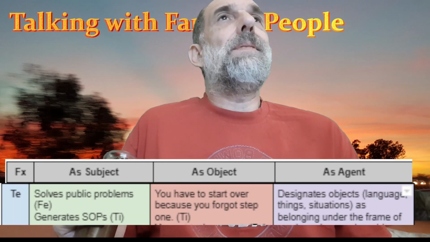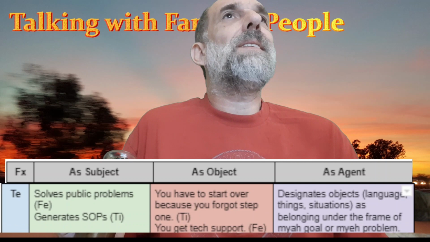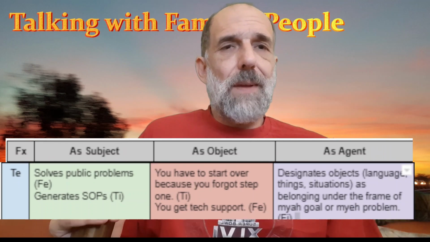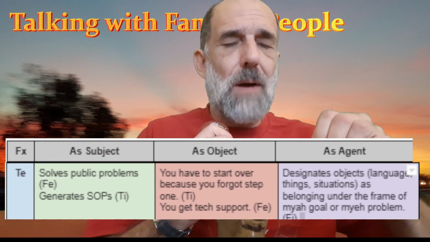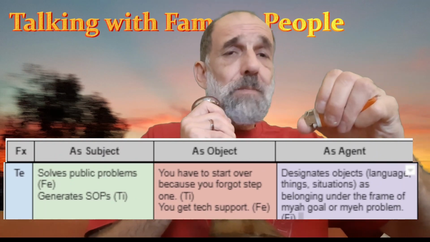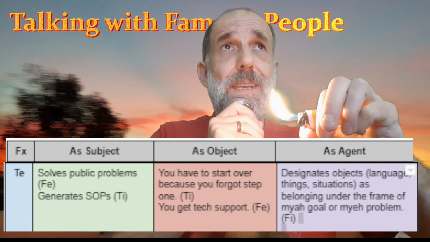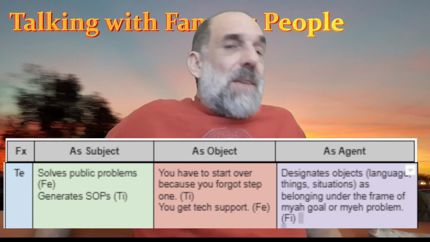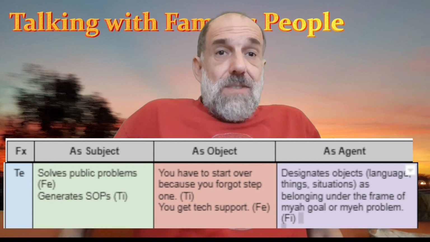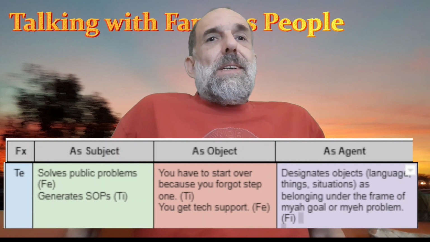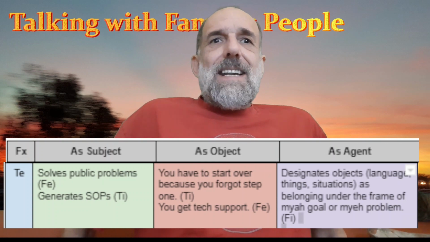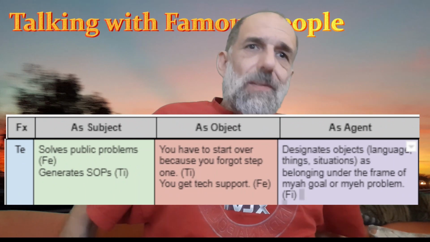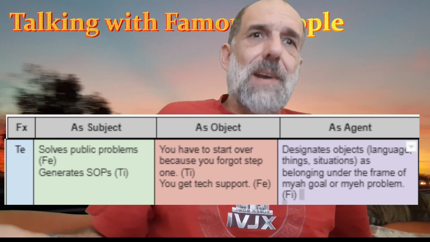And that links obviously to FE. As an agent, designates objects, language, things, situations as belonging under the frame of now goal or now problem. That's depending on the person's FI as to what problems and goals are important to them. It values efficiency. That links to TE. That's what TE values. Talk about TE by itself. We're going to talk about it in the agent frame as what it values. In other capacities, it's got to engage with the implied related other function necessarily, definitionally.